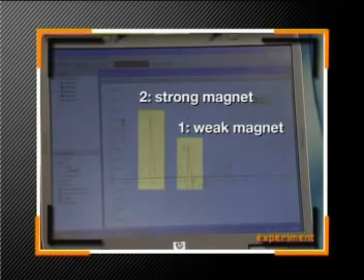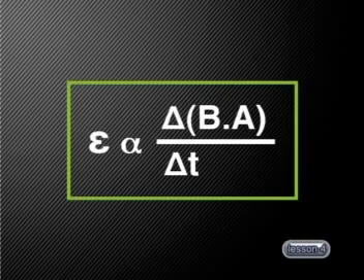Can you see that the stronger magnet induced a bigger EMF in the coil? This experiment confirms the relationship between B, the magnetic field, and the magnitude of the induced EMF, as shown in Faraday's law, which can be written like this.